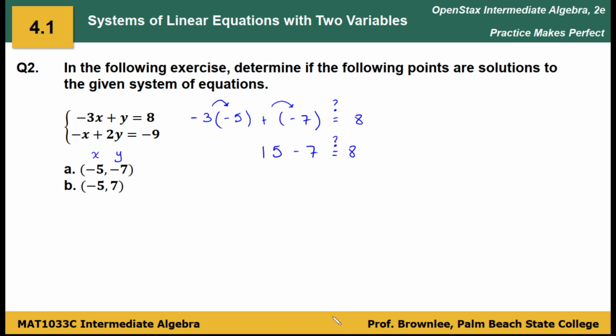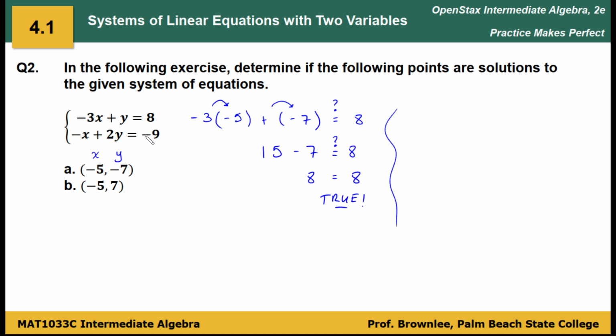Well, I think we do, because 15 minus 7 does, in fact, give us 8. So we end up with 8 equals 8, which we know to be a true statement. So far, so good. So far, point A works in the first equation. Now we need to test point A in the second equation and see what happens.